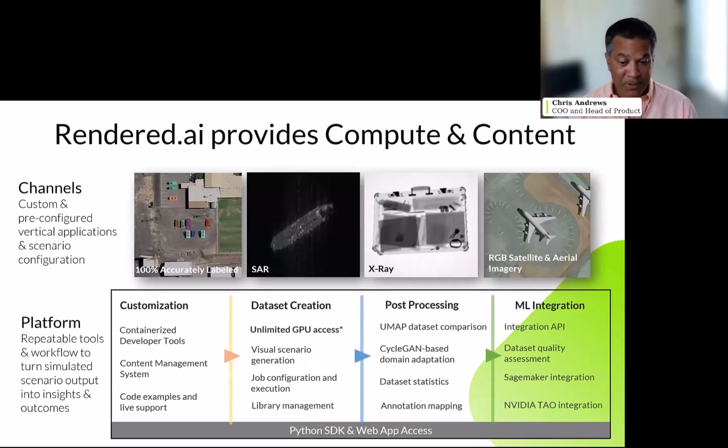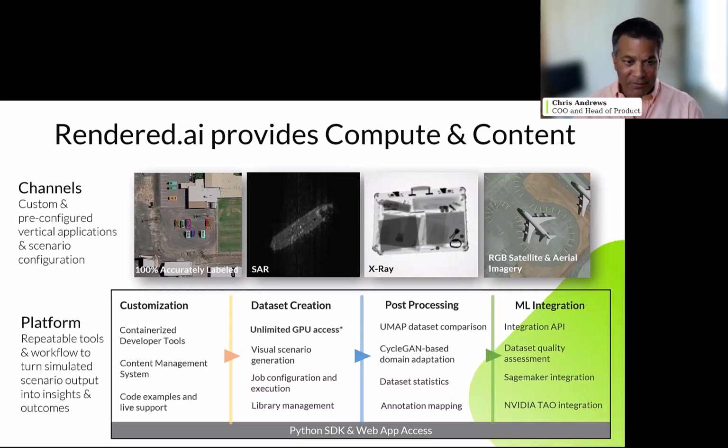Rendered.ai provides a platform as a service with compute and content that is bucketed in two different categories. Our fundamental PaaS is a classic platform that wraps complicated, repetitive cloud capability into nice experiences, both through APIs and through a web interface, so that customers can really focus on the task at hand, which is configuring and generating synthetic data to generate computer vision output, and not have to worry about cloud infrastructure setup and management.